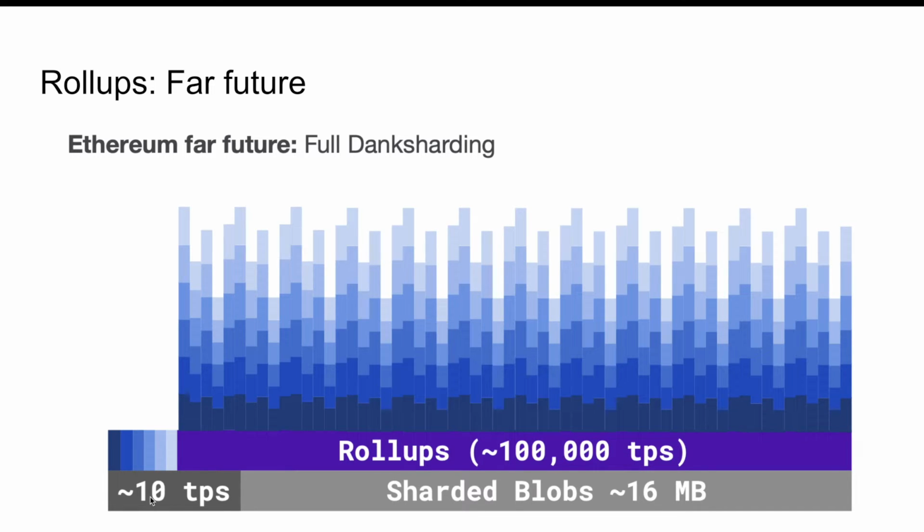Even though Ethereum at the layer 1 level is still around 10 transactions per second, using rollups, the applications can reach 100,000 transactions per second. They can utilize this functionality. So this is the ultimate aim, which is called full danksharding or full sharding, and that is at least 1 or 2 years away from now.